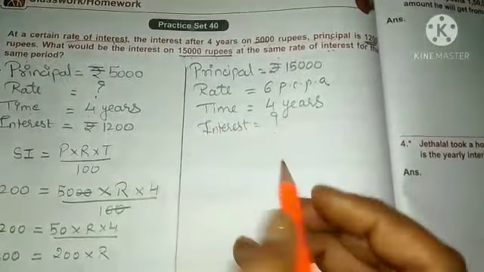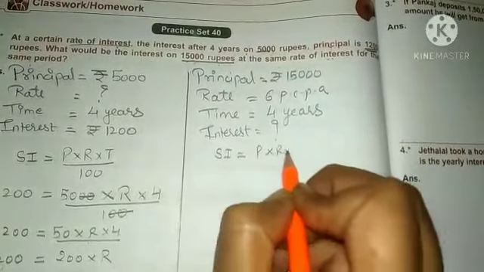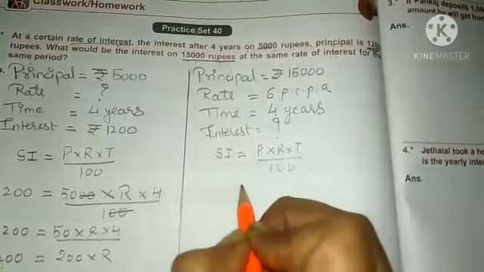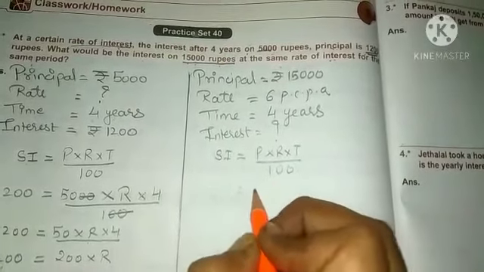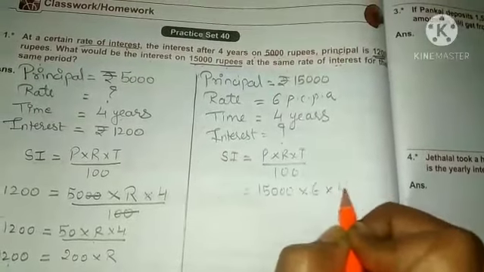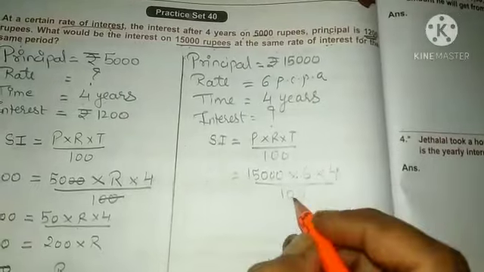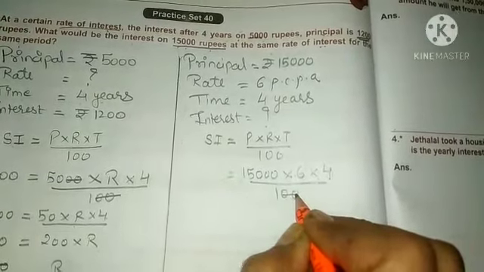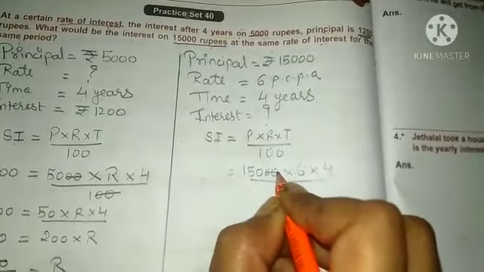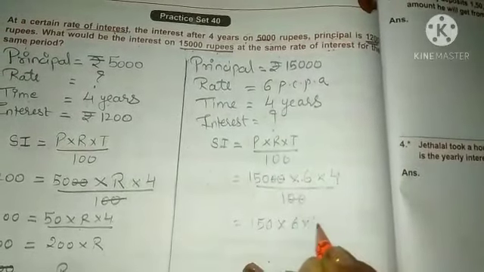So question mark. Use the formula of the simple interest, P into R into T upon 100. Clear? P stands for principal. So 15,000 multiplied by rate 6 multiplied by time 4 upon 100. Clear? How will you do the calculation? 2 zeros from the 100 and 2 zeros from the 15,000 will get cancelled. So what will remain here? 150 into 6 into 4.